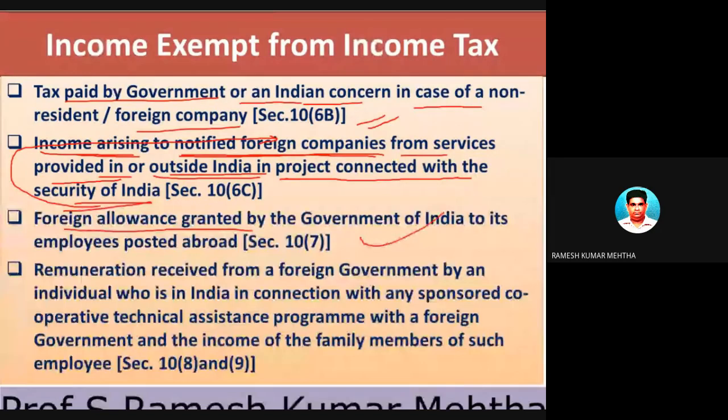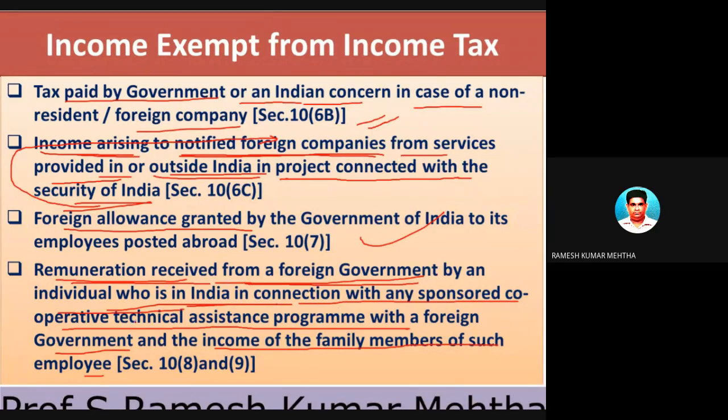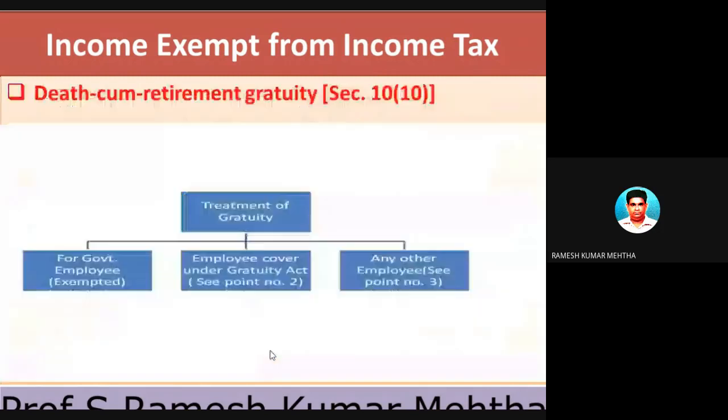So let's look at the next point. Remuneration received from a foreign government by an individual who is in India in connection with a sponsored cooperative technical assistance program with a foreign government, and the income of the family members of such employee. So let's look at the details of this particular item which is exempted from tax. The remuneration and the income of the family members of such employee is fully exempted from tax.